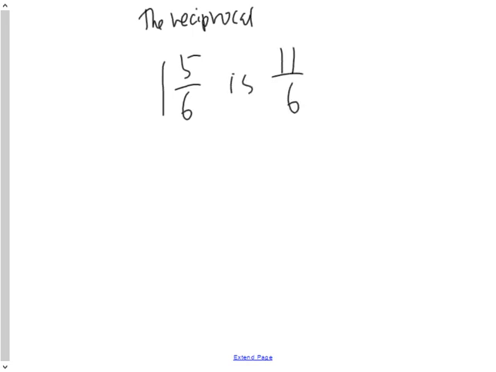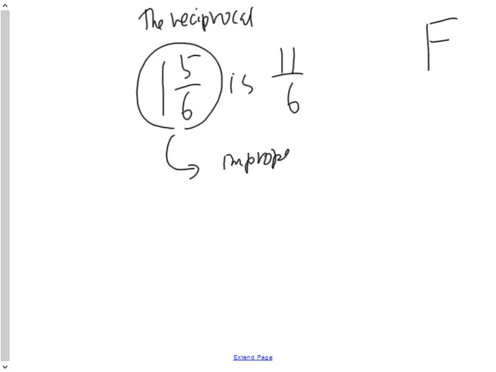Question 2 says the reciprocal, I can't spell reciprocal, the reciprocal of this is this. And the answer is false. The reciprocal, so first of all, this is a mixed fraction. As an improper fraction, the answer is 11/6. This is the improper version of the mixed fraction.